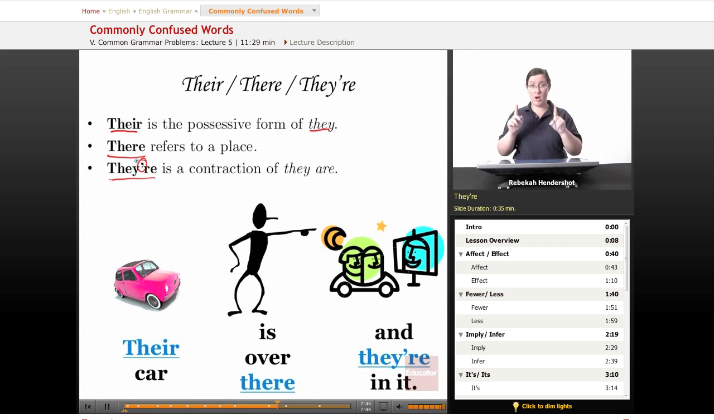Just remember one sentence in which all 3 of these are used in alphabetical order. As long as you can alphabetize and remember this sentence, you'll remember which one is which. Their car, the car belonging to them, is over there, pointing, and they are there in it. Their car is over there, and they're in it. As long as you can remember your alphabet in this one sentence, you will never have problems with their, there, and they're again.